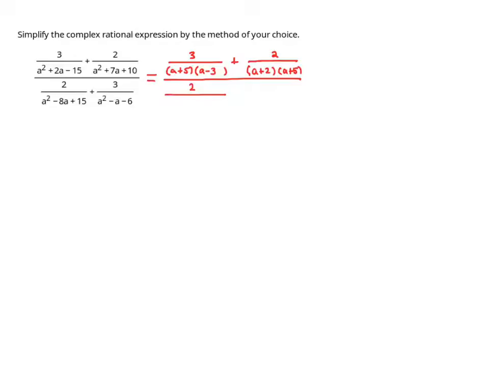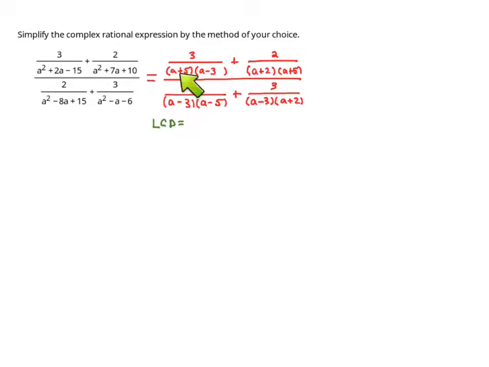2 over that a squared minus 8a plus 15 is going to factor into a minus 3 and a minus 5, and then the second term is going to factor into 3 over a minus 3 and a plus 2. All right, so now that we've got it factored, we identify the lowest common denominator. And when you have simple terms like this in the denominators, it's a matter of listing every factor to the highest power that it appears.